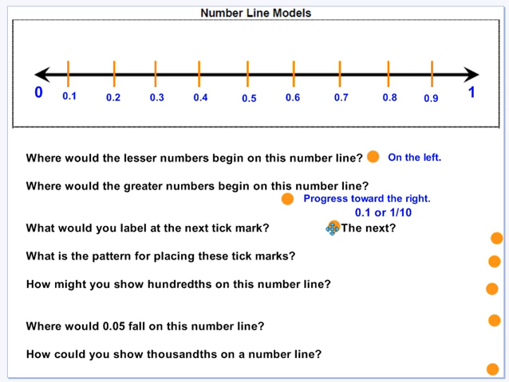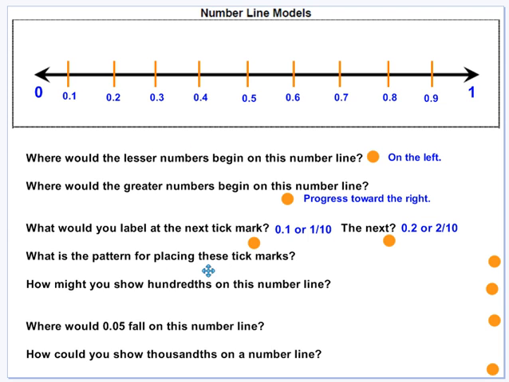So each tick mark is going to be a tenth, right? So we're going to label each one a tenth. Then the next one is going to be 2 tenths, 3 tenths, 4 tenths, 5 tenths, 6 tenths, 7 tenths, 8 tenths, 9 tenths, and 1. Okay, that's if we're counting tenths. If we were counting hundredths, this would be 0.01, 0.02, 0.03. We have to go out to the correct decimal place in order to get the right number.